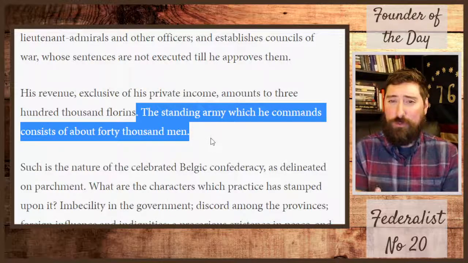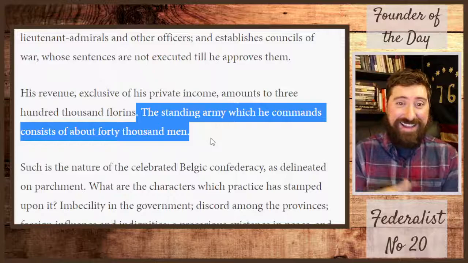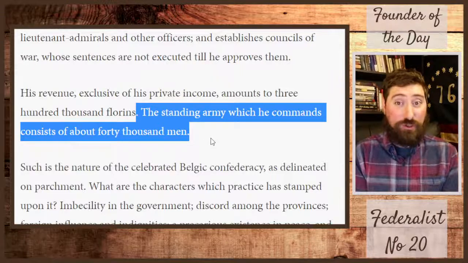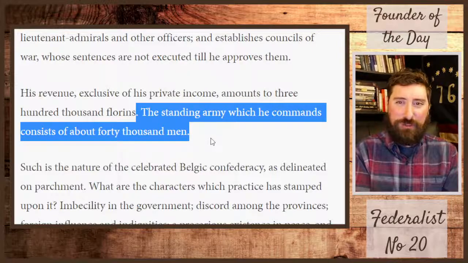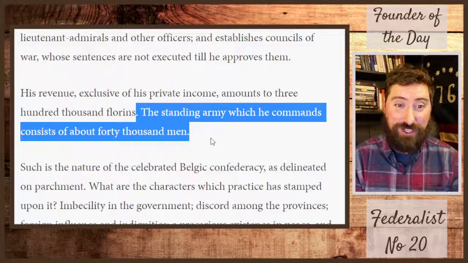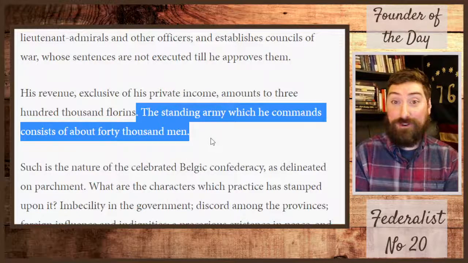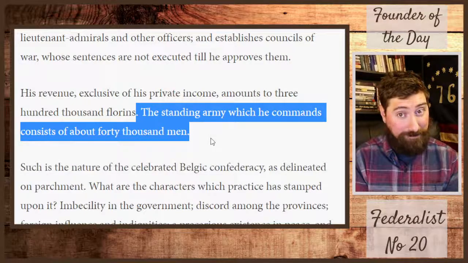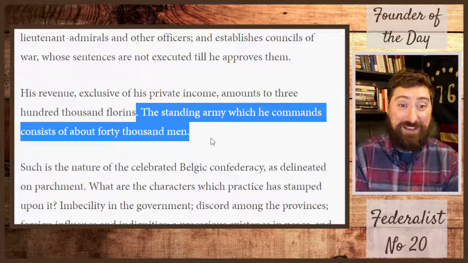So I presume florins are or were the currency of the Netherlands, exclusive of his private income. So the hereditary prince actually gets paid for his job, 300,000 florins, which is weird. I'm pretty sure the president gets paid $200,000 today, so that's strangely close. Although I don't know the value of florins over time. That might be 100 million florins at this point. I'm not sure. But it's interesting he notes exclusive of his private income, because he probably made a whole lot of money as a prince on his private income.